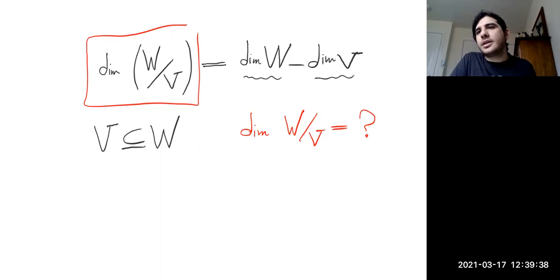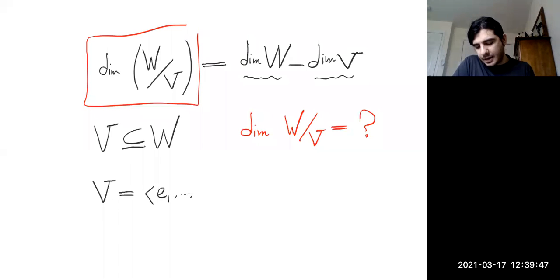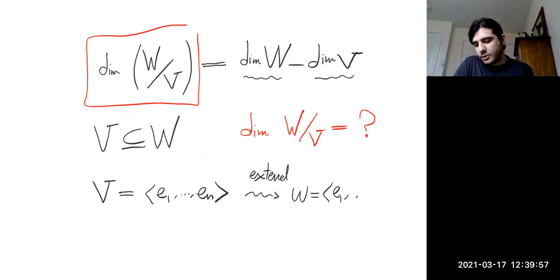I would do it very fast because we don't have much time. So we have V. We can make a basis for V. Say E1 up to En is a basis for V. I can always extend the basis of a subspace to a basis for the whole space. So let's keep E1 to En, and let's add En+1 up to Em to get a basis for W.